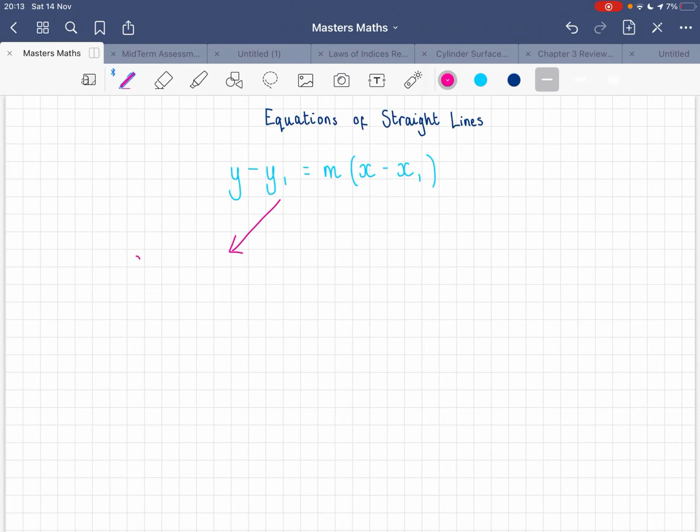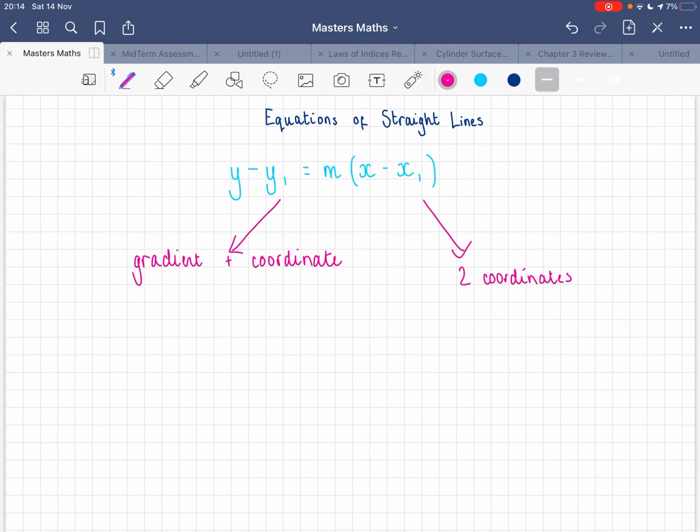either the gradient plus a coordinate, or if we know two coordinates that lie on the line. If we know those things, then we can use this formula to find the equation of the line.